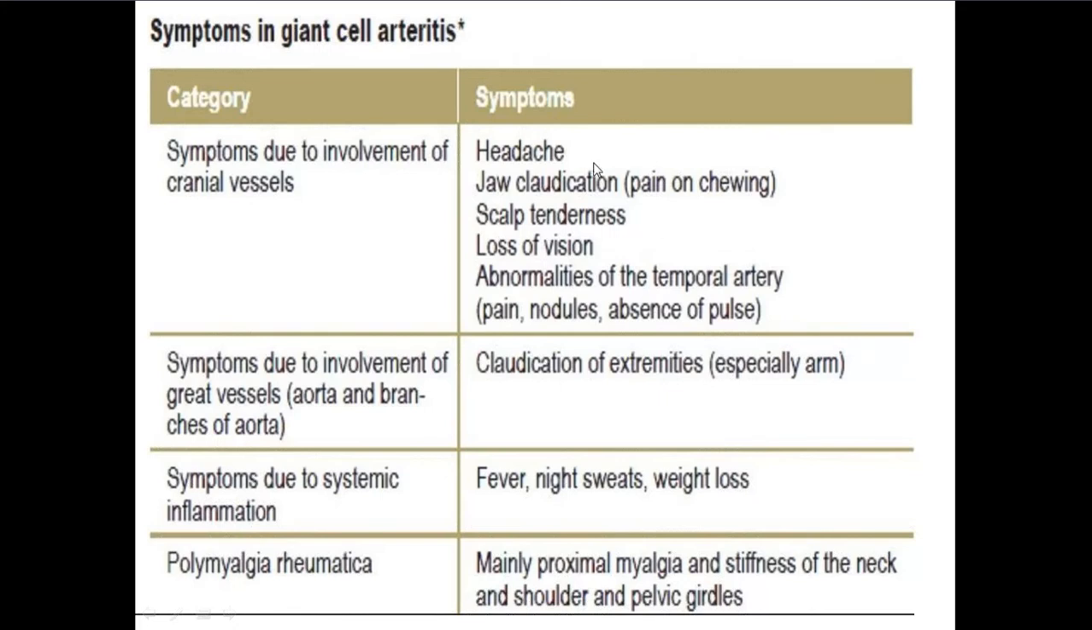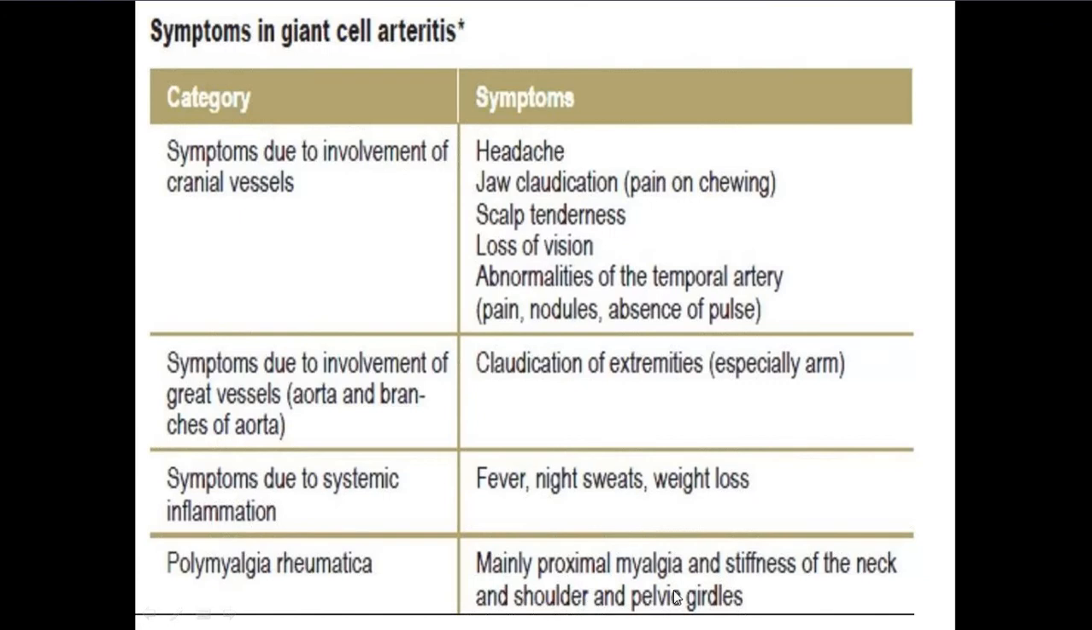So the important points here are jaw claudication, scalp tenderness, and loss of vision. Loss of vision is very important, and jaw claudication can be remembered. Also claudication of the extremities, fever, night sweats, and polymyalgia rheumatica, mainly proximal myalgia and stiffness of the neck, shoulder, and pelvic girdles.